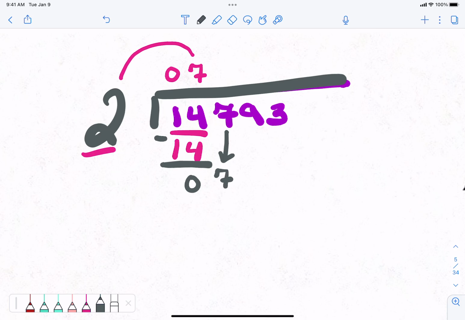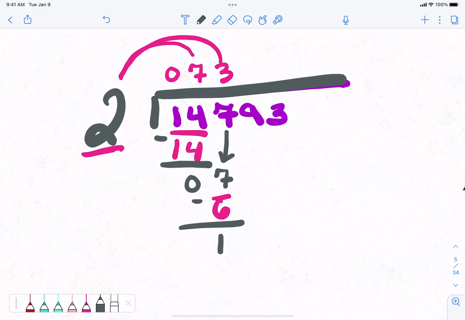Then we do the process again. What do you take times 2 to get 7? Or how many times does 2 go into 7? 3. So we put 3 at the top. Then we multiply the 3 back through. What's 3 times 2? 6. Then we subtract it. What's 7 minus 6? 1, and then we drop down the 9.